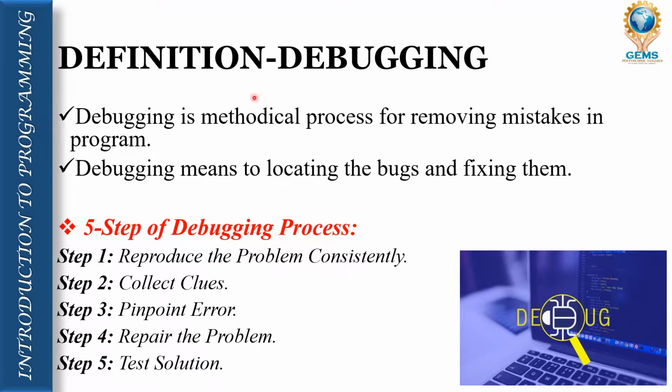Dear students, as I told you, debugging means to locate the bugs. Bug means error, and to fix them or to remove the error from the program. That is called debugging.